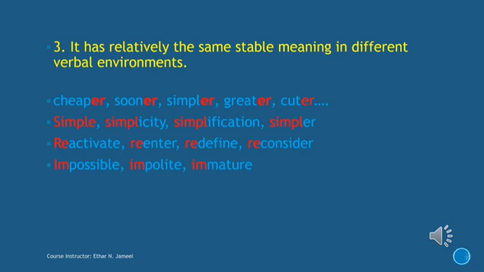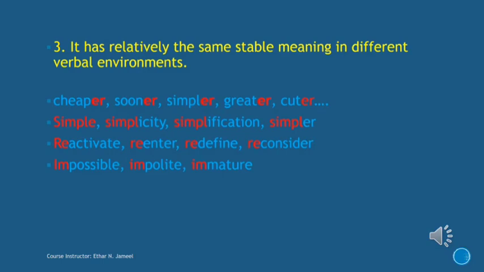Another example is im. When im comes before adjectives, and certainly there are conditions for using im. We do not use it haphazardly in language. However, when it is used before some adjectives, it has the meaning of not. So when I say impossible, it means not possible. Impolite, not polite. Immature, not mature. So notice that im has the same meaning when it comes before some adjectives.